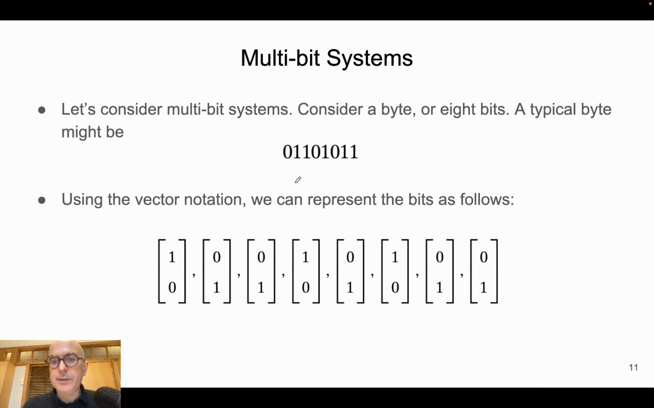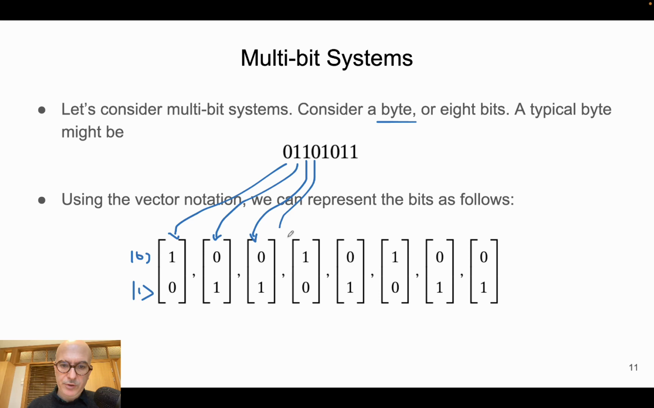We know that, for instance, the combination of 8 bits is called a byte. An example of a byte might be the following, where we have 0, 1, 1, 1, 0, 1, 1, 1, 0. Using the bracket notation we have been using in the last few lectures, we can represent the bits as follows. Remember that this is for state 0 and this is for state 1. So we have a 0 defined here, then a 1 that is in state 1, then a 1 that is in state 1, and then a 0 that is in state 0, and so on and so forth.